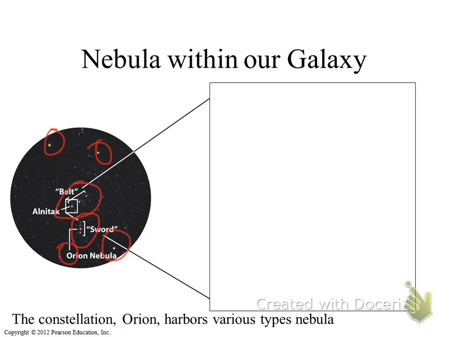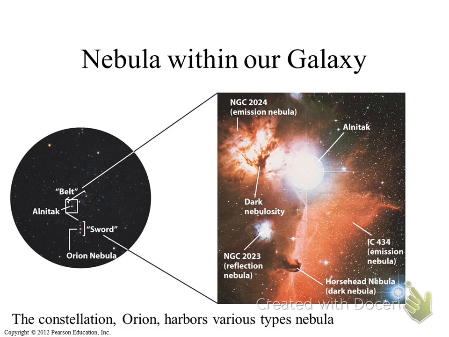So I'll refer to your map. The sky map I gave you says one of the things that you can find are nebulae. And actually, if you look in the sword region of Orion, there is an assortment of nebulae hiding out there.